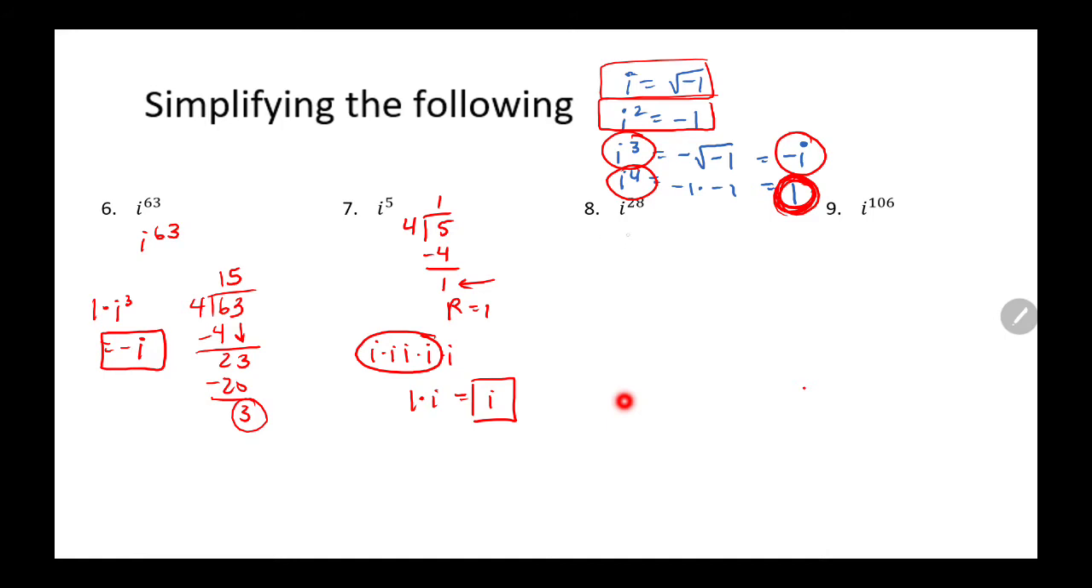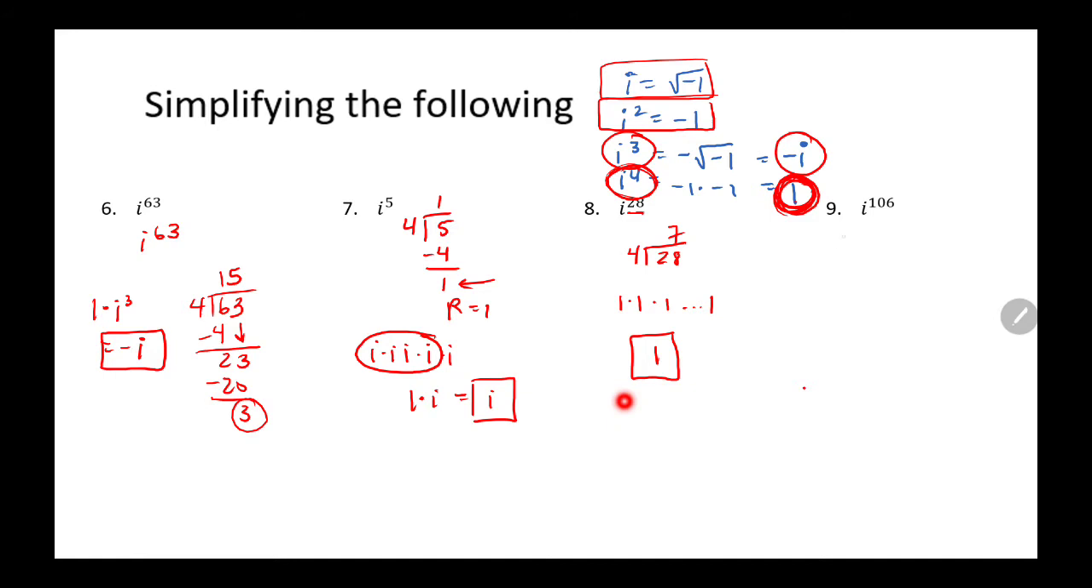Next one, I have i to the 28th. Hey, 28 is a multiple of 4, right? 4 goes into 28 exactly 7 times. So that means I've got 7 groups of i to the 4th. That's 1 times 1 times 1, 7 times. That's just an answer of 1, since we had 0 left over.